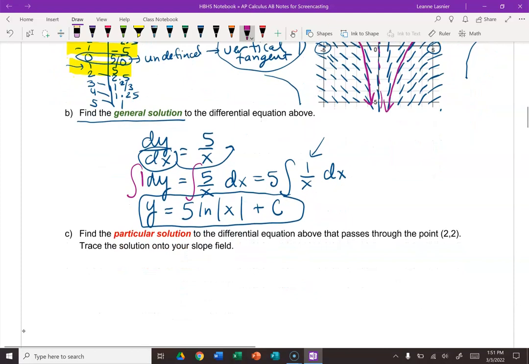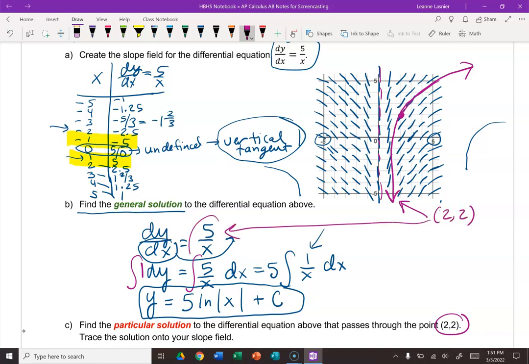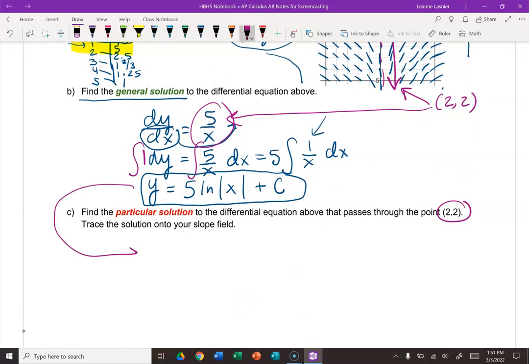Okay, so now what we're going to do is find the particular solution that passes through the point (2, 2). So let me get rid of these solutions here. (2, 2) would be right here. So we're going to trace our solution. It would be this one here. That would be our particular solution that passes through the point (2, 2) and has this derivative, 5 over x.